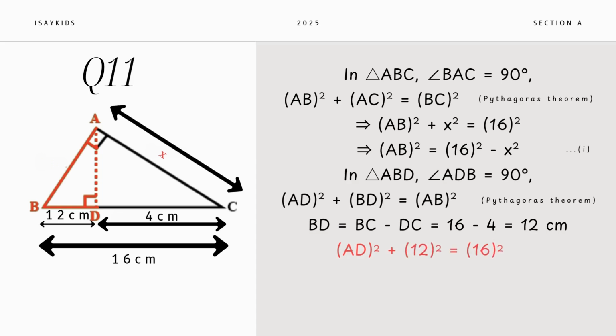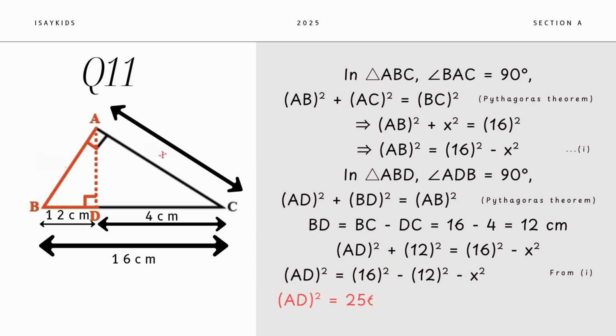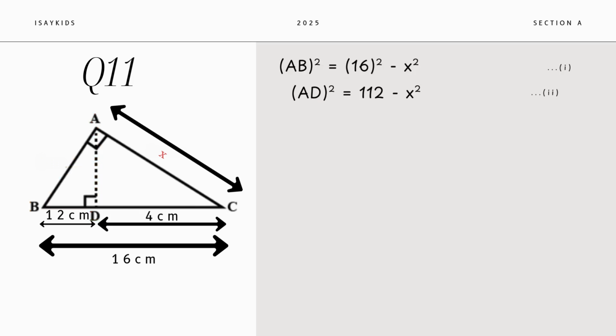So AD square plus 12 square would be equal to 16 square minus x square. We've used the value of AB as 16 square minus x square from equation 1. Thus, AD square is 16 square minus 12 square minus x square. Solving it, we get AD square as 112 minus x square. Let's say this is equation 2.